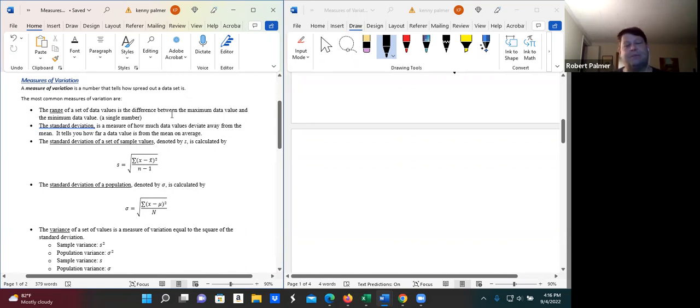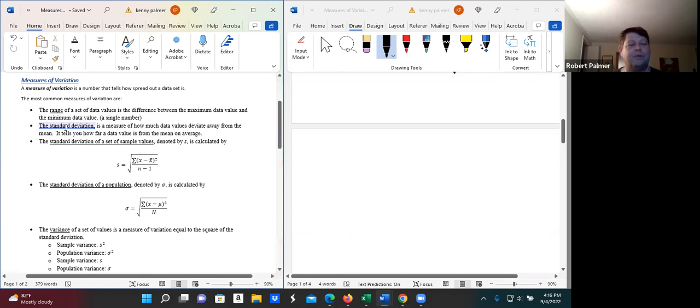That's the simplest one to calculate, but much like the mid-range in measures of center, it is sensitive to just those maximum and minimum values. If you have a totally different data set with lots of different kinds of variation in between those two, it looks a lot different, but as long as it has the same minimum and maximum value, it will have the same range.